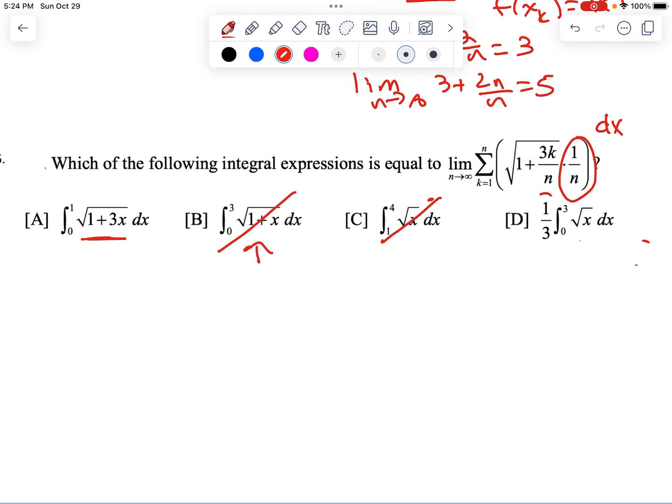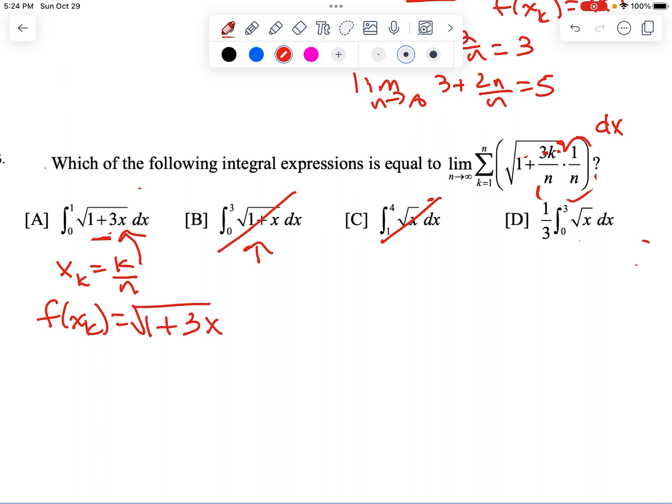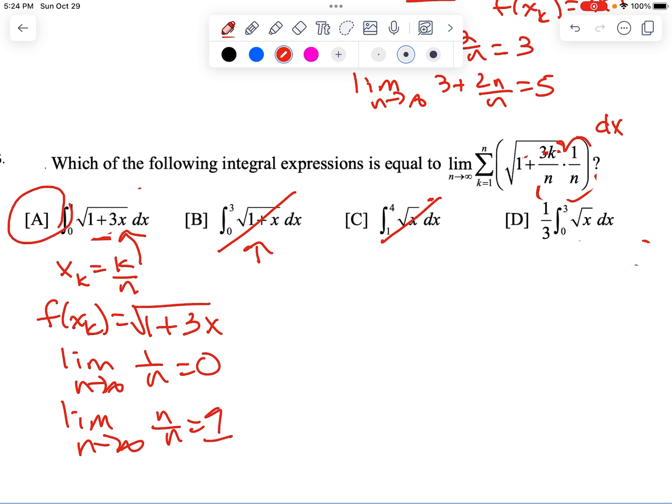So if you think this is your function, you are thinking that x sub k is k over n, because you already have the 1 here. You already have the plus 3. So the only thing that's changing, that's your x, is this k over n. So that just goes in here. Okay, and let's see. So f of x sub k is square root of 1 plus 3 is already there. This is the only thing that's changing. There's my x. So if I take 1 over n, that's 0. n over n is 1, and yep, that matches up.